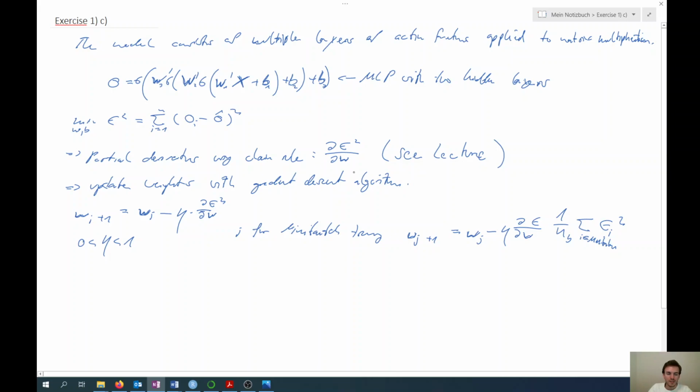And also the loss function would have another form. So for mini-batch training, you would then have this loss for every batch.